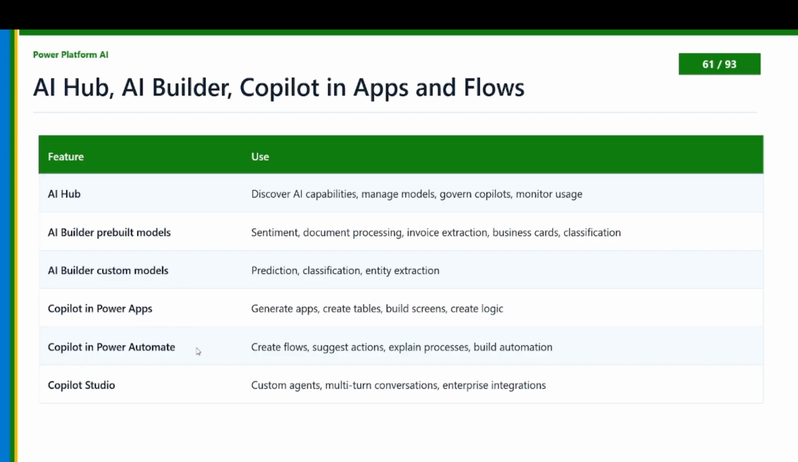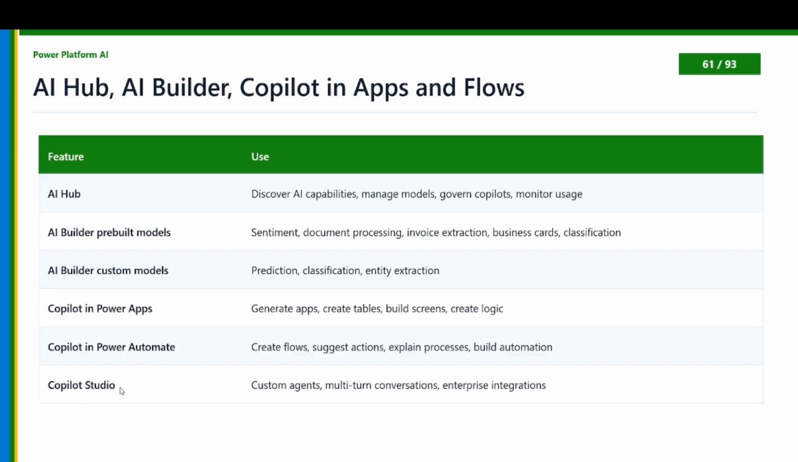Then Copilot in Power Automate. What can you use it for? You can use it to create flows, suggest actions, explain processes, and build automation. So very, very important. Instead of you building all those long workflows in Power Automate yourself, you can easily give a prompt in the Copilot in Power Automate, and the Copilot will build the entire workflow from A to Z for you, as long as you put the right information and the right connection that you need. So very, very useful.